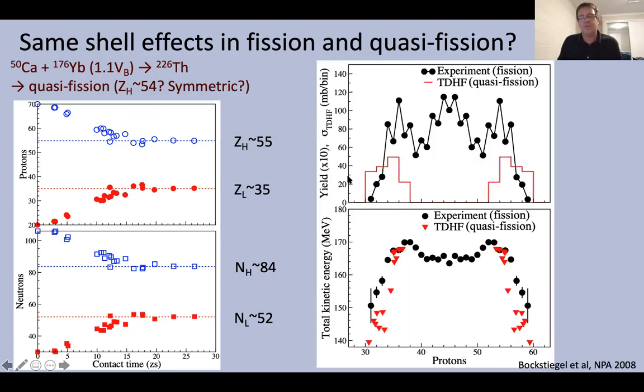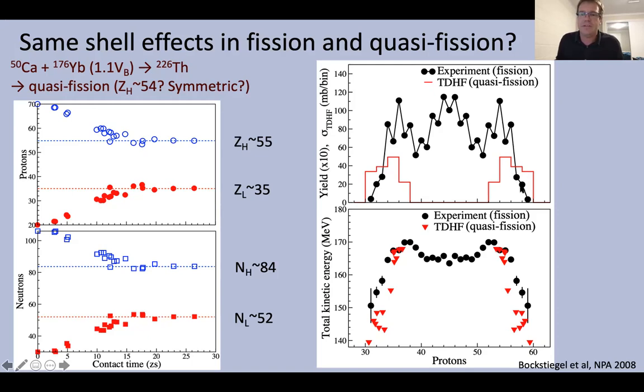So you can estimate how much of these fragments are produced, because in the calculation you can run different impact parameters and all the orientations, and you can integrate. And from that you can extract cross sections. So these are plotted with a red line from TDHF. So these are TDHF quasi-fission cross-section predictions. And compared with experimental fission yields, so not quasi-fission, but fission yields measured at GSI.